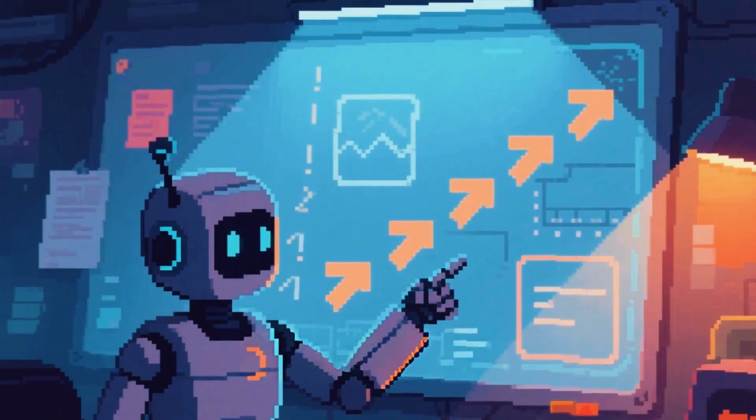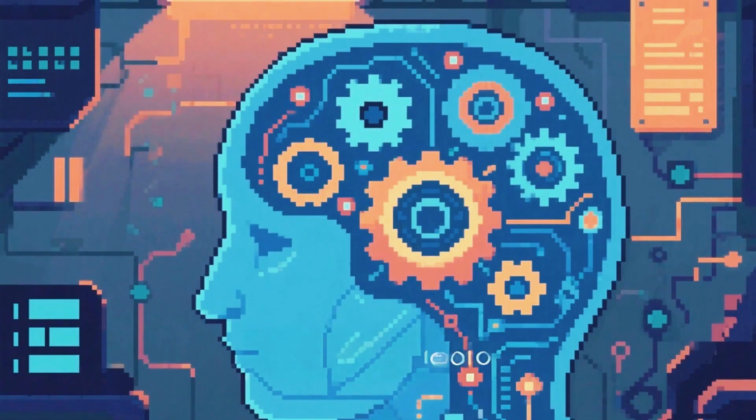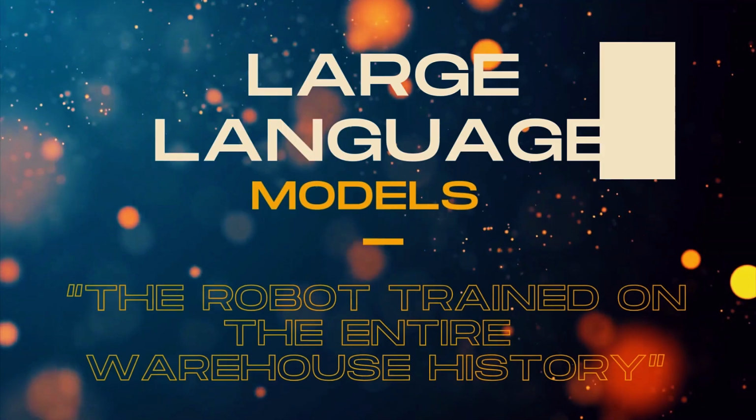So instead of simply following instructions, our warehouse robot can now create its own reports, generate detailed step-by-step plans, draft safety guidelines, rewrite confusing instructions, and propose new workflow improvements. So it produces new ideas based entirely on what it has learned from past information. To understand how it does this in detail, we need to look at the specific models behind modern generative systems, and that's the large language models.